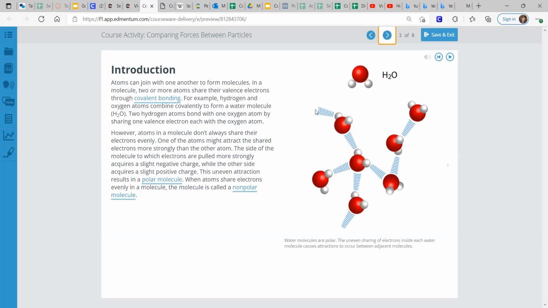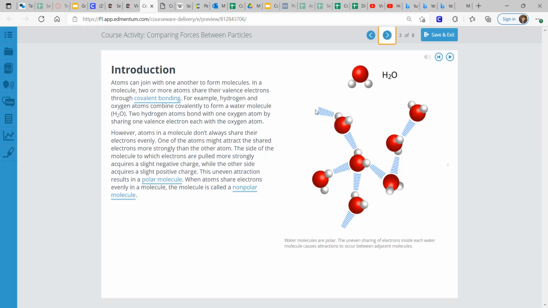Properties. Atoms can join with one another to form molecules. In a molecule, 2 or more atoms share their valence electrons through covalent bonding. For example, hydrogen and oxygen atoms combine covalently to form a water molecule H2O, 2 hydrogen plus 1 oxygen. And they share 1 valence electron each with the oxygen atom.